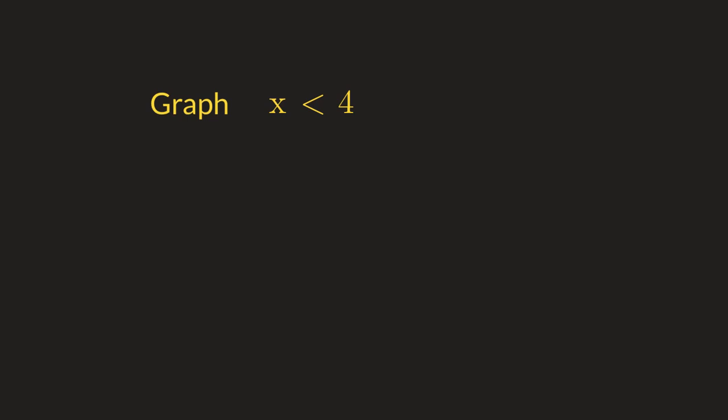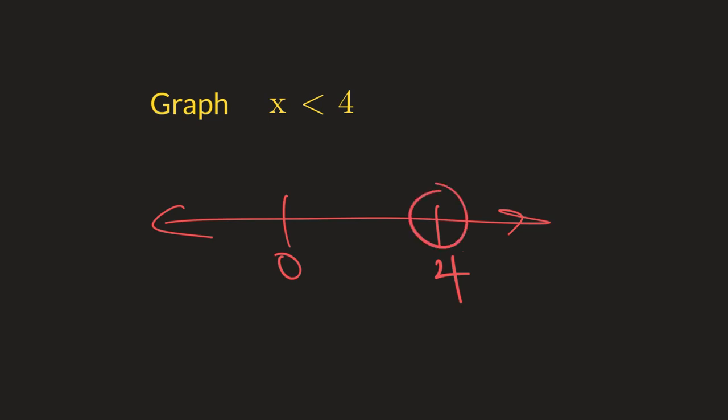So here's what we're going to do. Draw your little number line. Put a 0 on there. Put a 4 on there. Now, less than, open or closed circle? Open. You're going to put an open circle around 4.